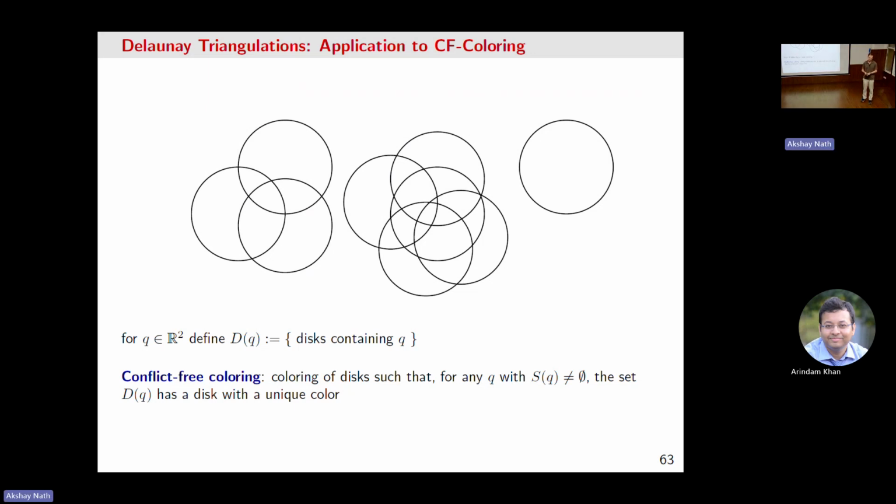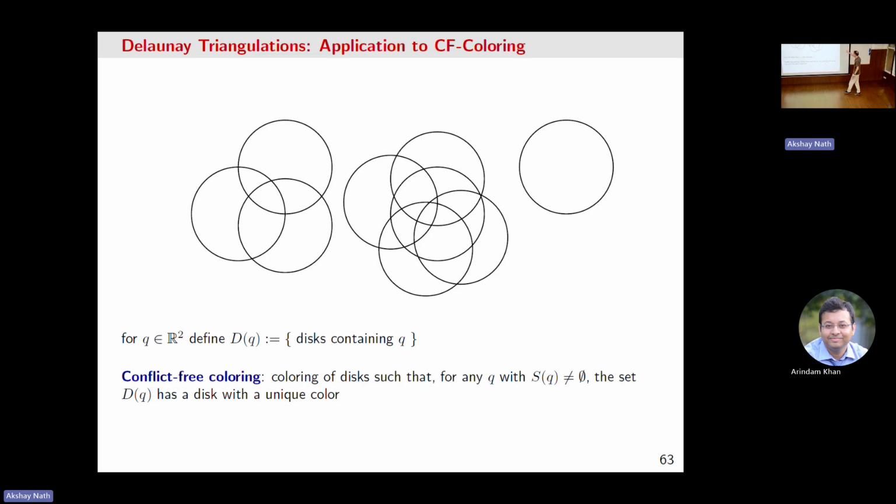Maybe another interesting application of Voronoi diagrams is in a frequency assignment problem, namely conflict-free colorings. Has anybody seen conflict-free colorings before? Except for Raoul, who has seen everything I'm talking about probably. You can also define that on hypergraphs, but the motivation that people used to come up with this problem is the following.